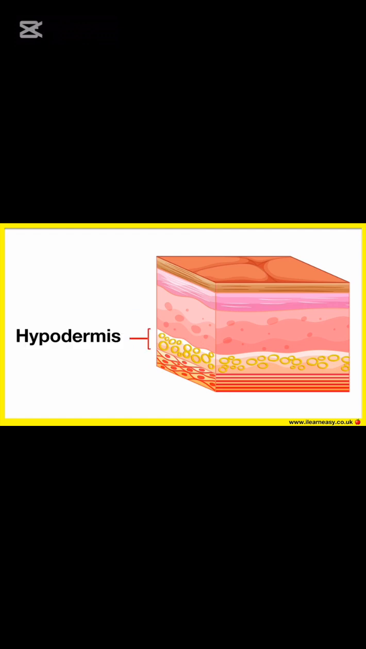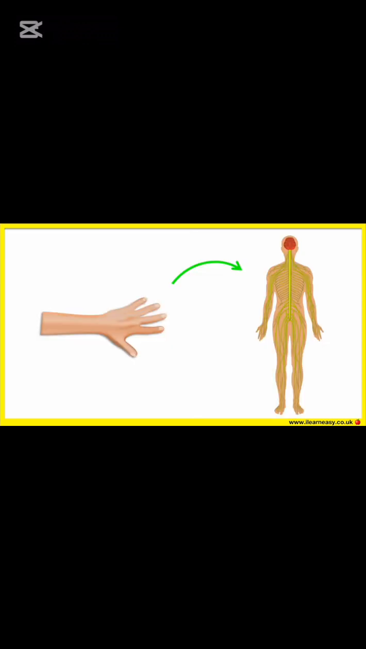The hypodermis is the third layer. It's also known as the subcutaneous tissue. This layer is mainly made up of fat and connective tissue. Fat is important for our body as it helps us to keep warm and provides protection for our bones and organs. Therefore, the hypodermis's main function is to store fat for these reasons. So the skin contains sensory receptors which send signals to the central nervous system. This is how we feel things.